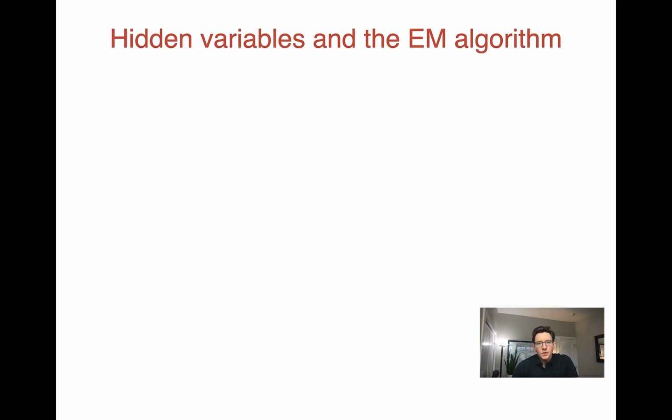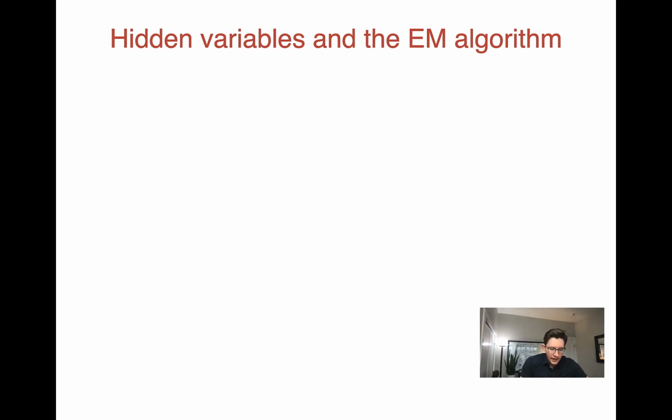We're going to continue our discussion of optimization algorithms and look at the EM algorithm. This is an algorithm that comes up specifically in the case where we have hidden or latent variables. So what do I mean by that?